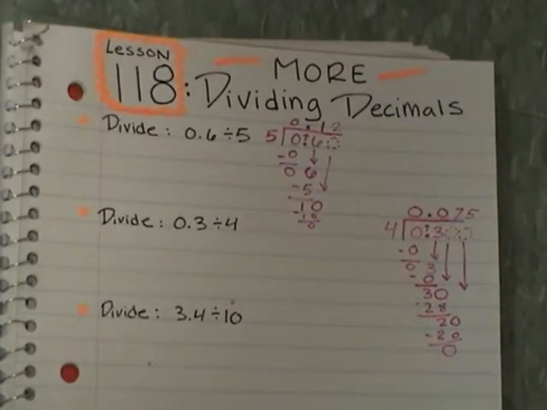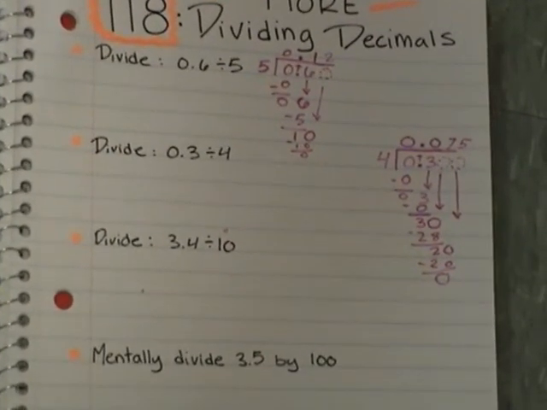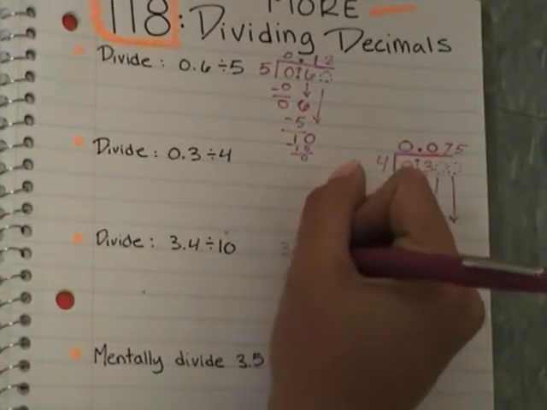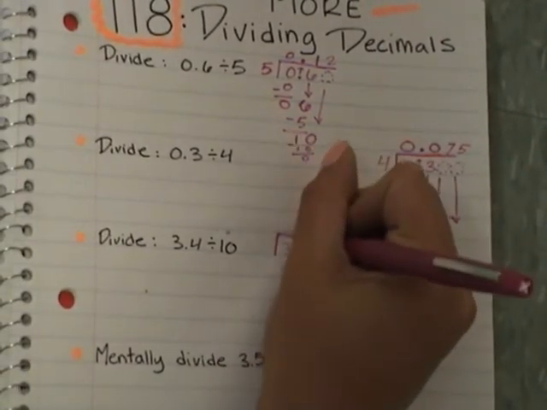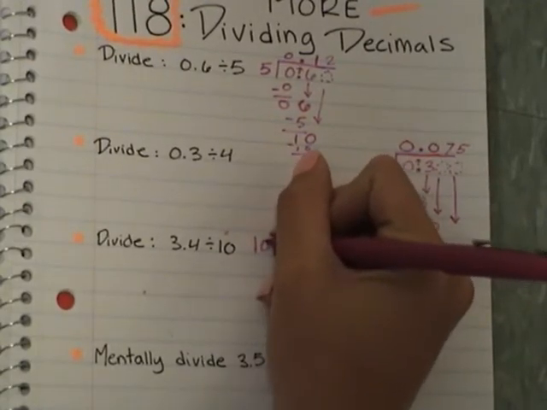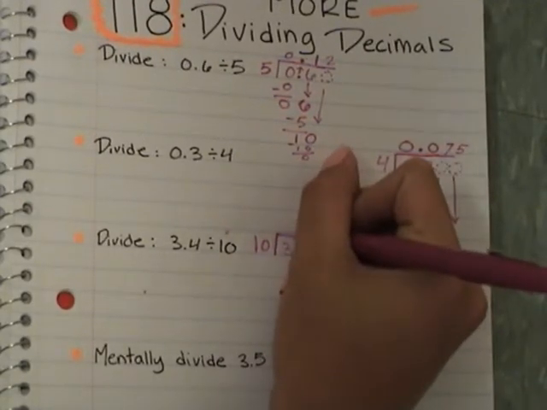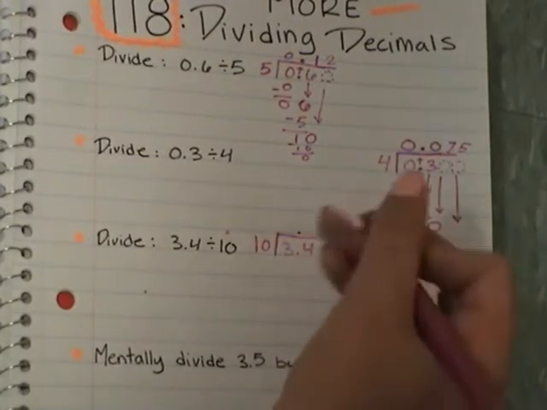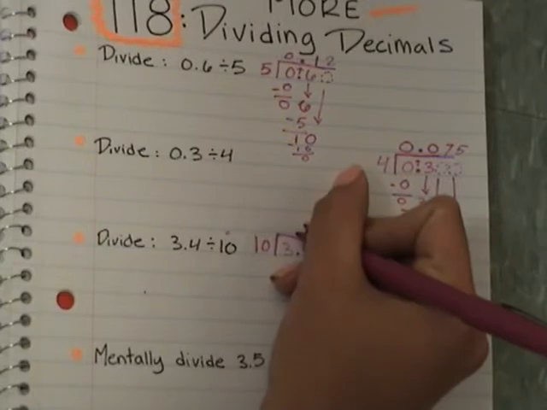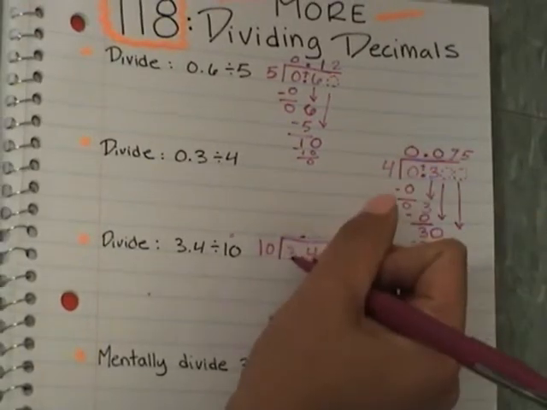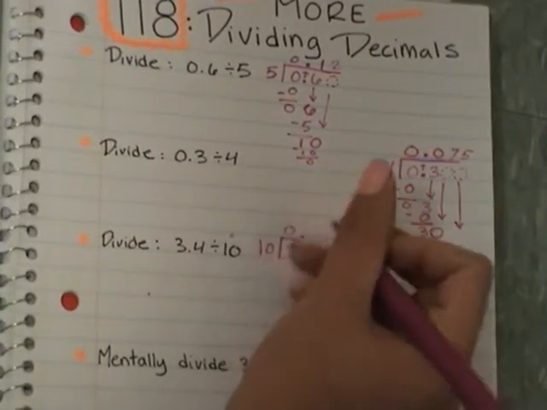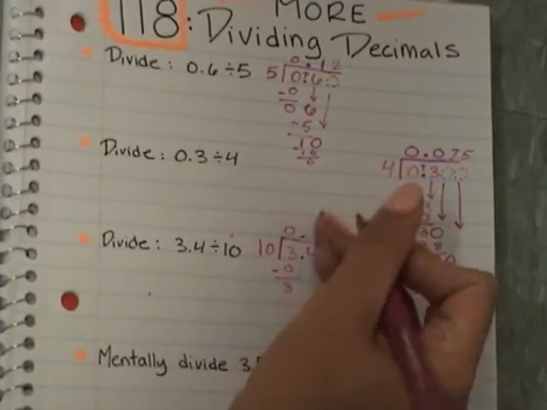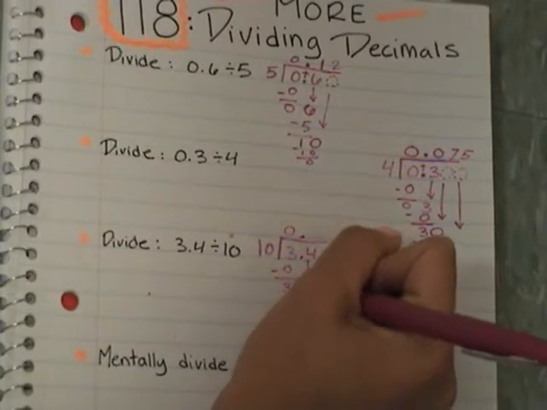All right, so I'm going to go ahead and write my problem here. And it is 3 4/10 divided by 10. Okay, raise my roof, put my decimal point up here. Divided by 10. All right. Can 10 fit into 3? No. So I'm going to put my 0. 0 times 10 is 0. Subtract. Bring down 3. All right, bring down my next number, my 4.